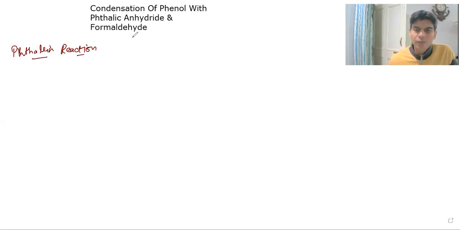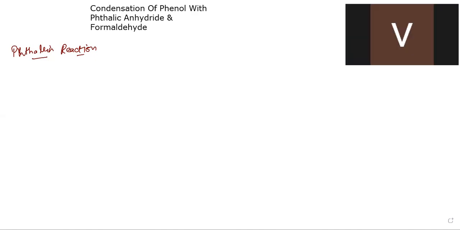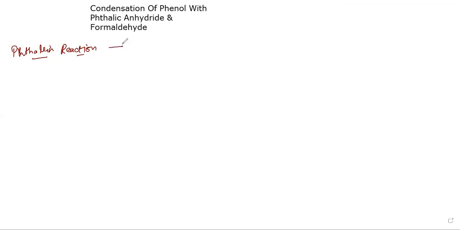phenol will react with phthalic anhydride to form phenolphthalein, right? And we have heard the name of phenolphthalein before also, and we know it as a test for acids and bases, right? In acids, phenolphthalein will remain colorless, whereas in basic medium, phenolphthalein will give you pink color. So it is an acid base indicator, basically, right? So here, let's quickly look at the reaction. Let's look at the phthalein reaction first.